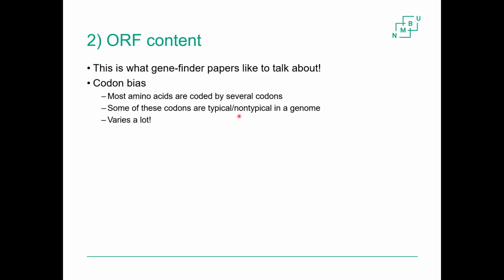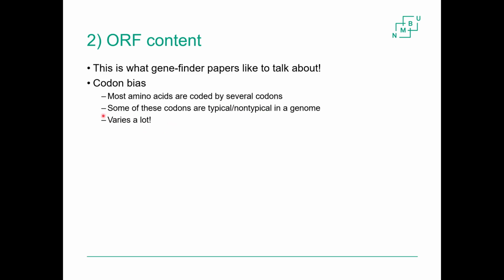But if you look into one particular genome, it's quite typical that you see that some codons are preferred, are typical, and some are non-typical. So within one and the same organism, some of these codons are used almost each time when you code for a certain amino acid. And the other codons that also code for the same amino acid, they are not used. And this is sort of a feature, like a fingerprint that you can start to look for.